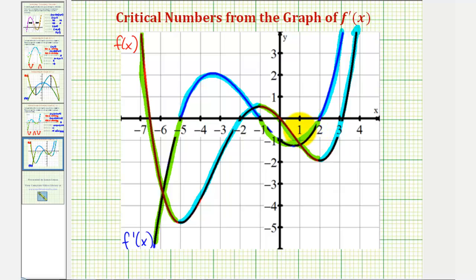And notice that at the critical numbers, -5, -1, and +2, f of x has a relative minimum at x equals negative 5. F of x has a relative maximum at x equals negative 1. And f of x has a relative minimum at x equals positive 2.